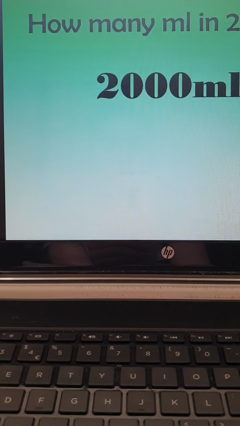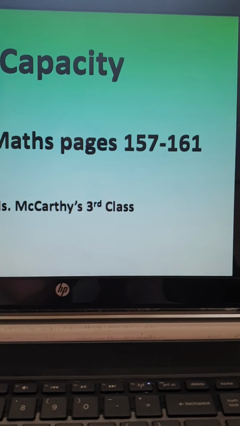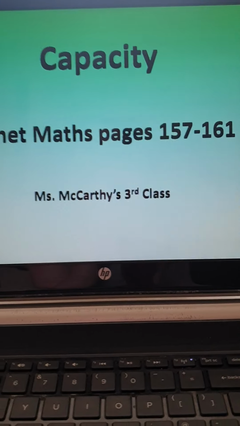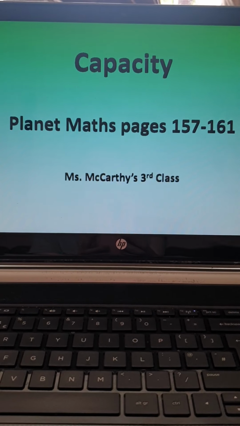Okay, so I now would like you to complete the work on your Planet Maths topic, which is on page, I'm going to show you now, it's on page 157 to 161. And I'm also going to put some extra work on the Padlet for you to practice your capacity work as well.